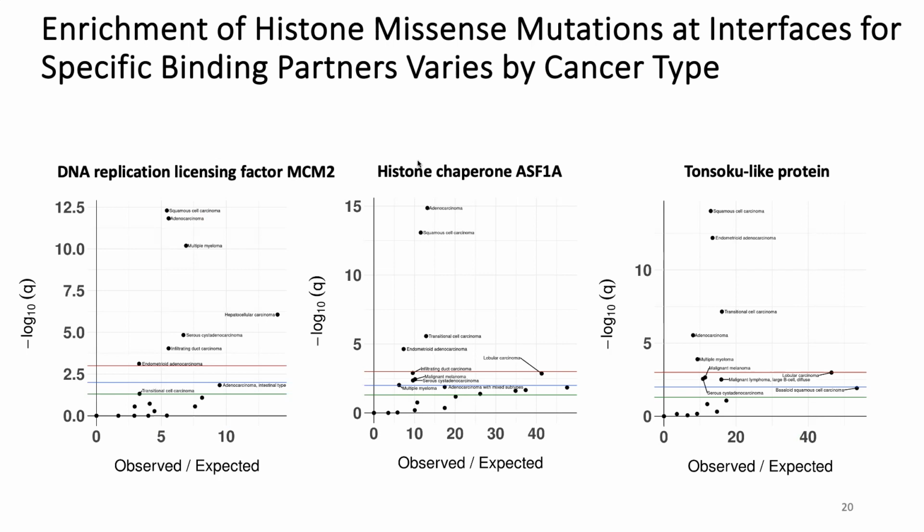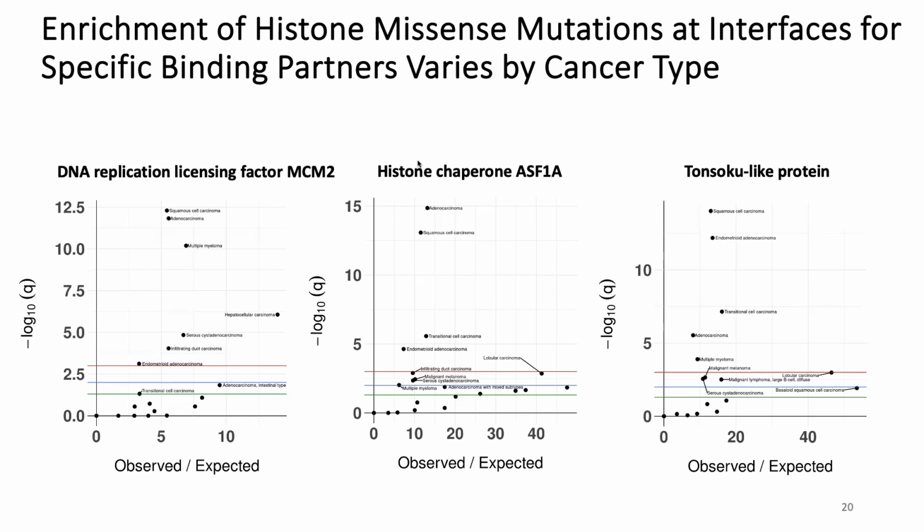in order to determine inside of a specific cancer type if histone missense mutations use specific pathways there to drive cancer development. And we've also found some interesting common trends between different cancer types, where there are certain proteins that are generally targeted by histone missense mutations in multiple different cancer types. And here we have an example of 3 of those proteins that are targeted across several different cancer types: DNA replication licensing factor MCM2, histone chaperone ASF1A, and Tonsoku-like protein.